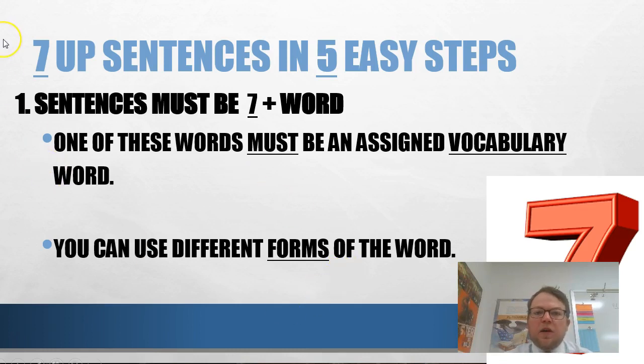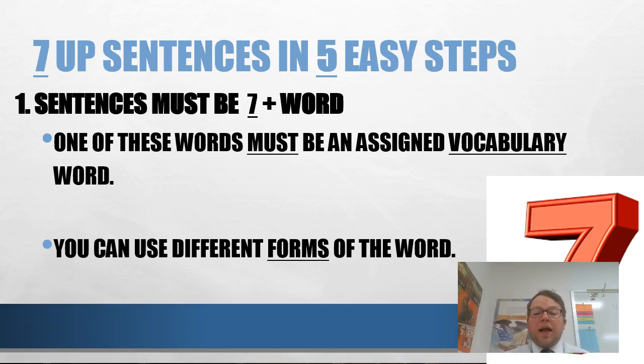Alright, so the first thing about 7-Up Sentences is, number 1, the name kind of gives away what they're supposed to be. It's supposed to be a sentence with 7 or more words. So the first thing I'm going to do when I look at your sentences on your vocabulary terms is simply count the words. There has to be 7 or more. And to be honest with you, if you are really focused on writing a good sentence, you will have much more than 7 words.